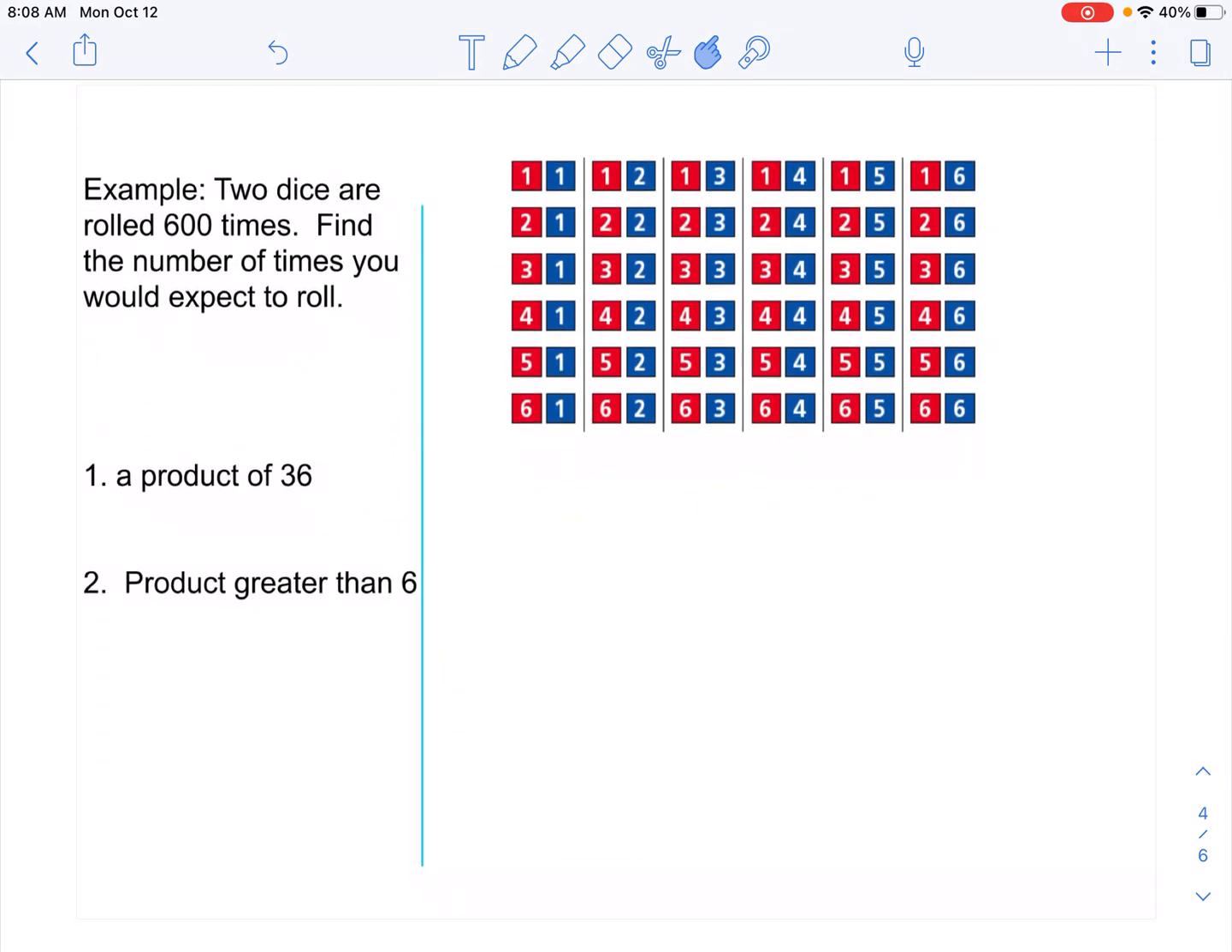2 dice are rolled 600 times. Find the number of times you would expect to roll a product of 36. First we need to find the probability that we roll a product of 36. This picture shows a red die and a blue die being rolled, and all the different combinations. There's only one way you can get a product of 36, and that's if you roll 2 sixes. So that's 1 out of 36 possibilities. We're going to multiply that by 600 times, and that will be our expected number of times that we would get a product of 36.